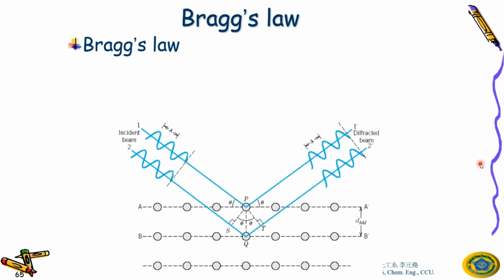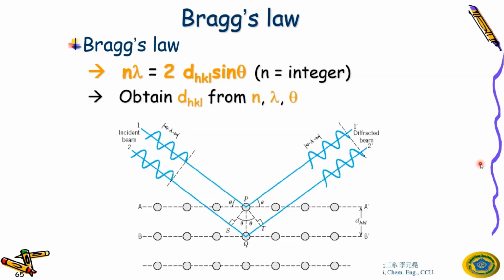Right, so this is called Bragg's law. What's Bragg's law? n lambda equals 2D sine theta. n is an integer, can be 1, 2, 3, 4. And in order to obtain the interplanar spacing D, because lambda is the X-ray wavelength, you know lambda. n is an integer, so of course you can put in 1, 2, 3, 4. Theta is the incident angle, so you can decide the incident angle, right? So the only unknown is the D spacing. In order to know the D spacing, you need to know lambda, n, and sine theta.